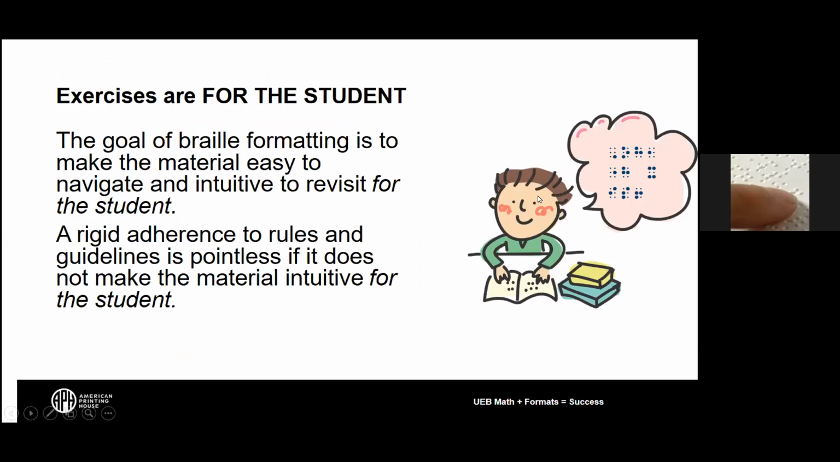Lest I or anyone else lose perspective, exercises are for the student, right? The goal of Braille formatting is to make the material easy to navigate and intuitive to revisit for the student. It is not to please the Braille format's gods. A rigid adherence to rules and guidelines is pointless if it doesn't make the material intuitive for the student. So anything you find out about what makes it easier for the specific student that you're transcribing for, that you can do sustainably and still give them accurate Braille cells, is a viable option, right? Our goal is to make exercises that are for the student.